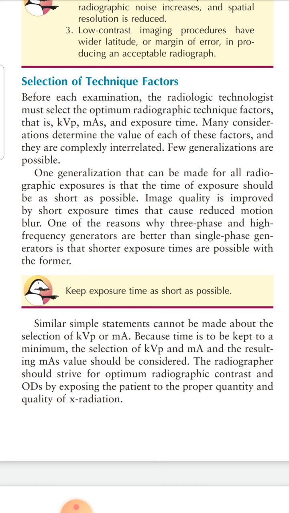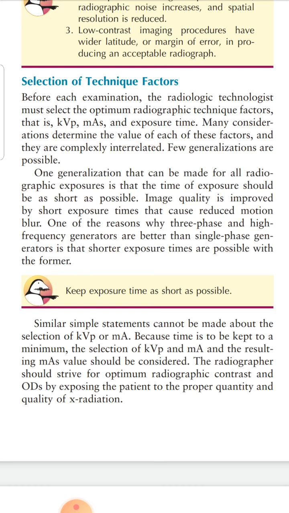Similar simple statements cannot be made about the selection of the KVP or MA because time is to be kept to a minimum. The selection of the KVP and MA and the resulting MAS value should be considered. The radiographer should strive for the optimum radiographic contrast and OD by exposing the patient to the proper quantity and quality of the X radiation. Just remember that the KVP will affect your contrast, the subject contrast that we have discussed earlier.